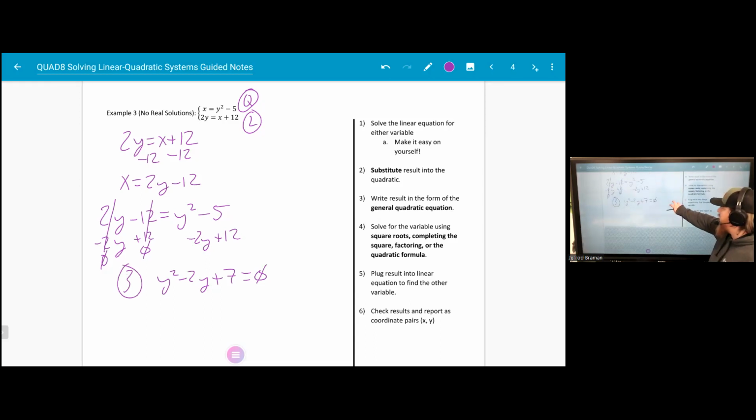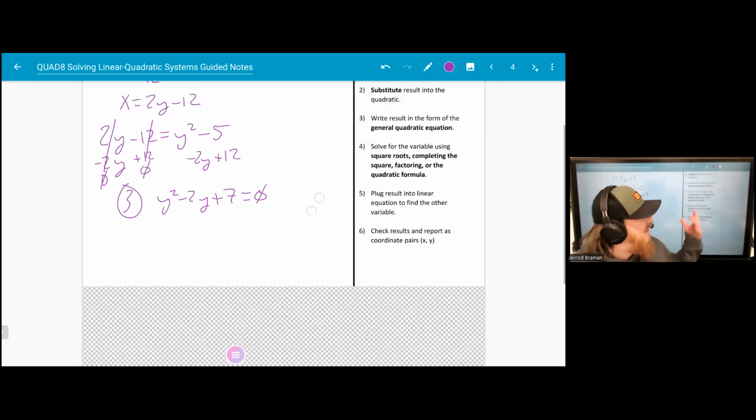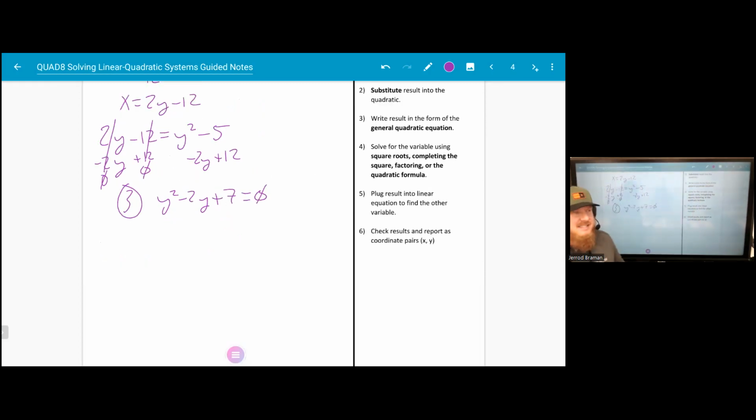Now we need to see how to solve. I'm looking, can I factor? No, because what multiplies to 7 and adds to -2? Nothing exists. So how are we going to solve this thing? I already told you there's no solutions, but how do we figure that out? Well, we're going to use the quadratic formula.